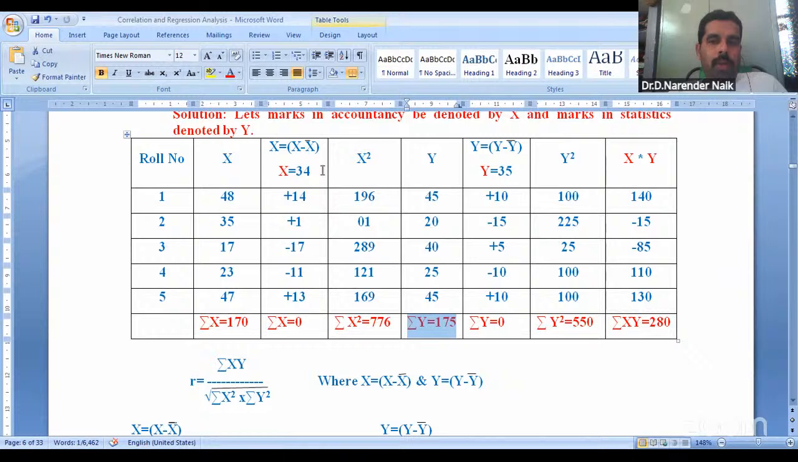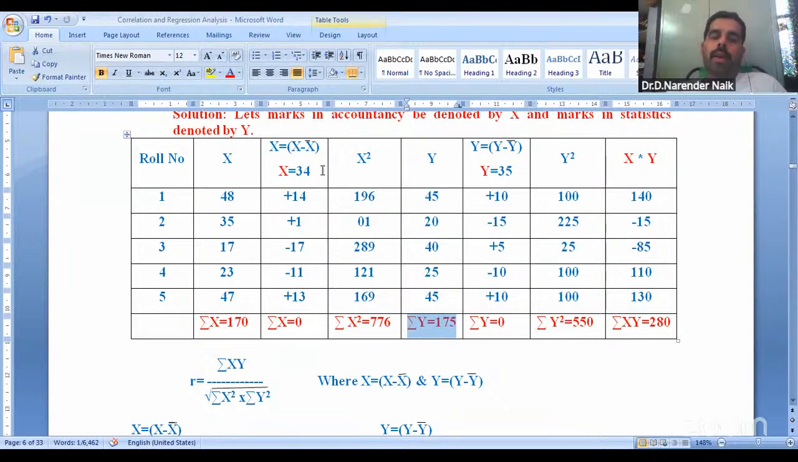Y minus Y bar. Y bar is equal to 35. 45 minus 35 is plus 10. 20 minus 35 is minus 15. 40 minus 35 is plus 5. 25 minus 35 is minus 10. 45 minus 35 is plus 10. And finally we got 0.